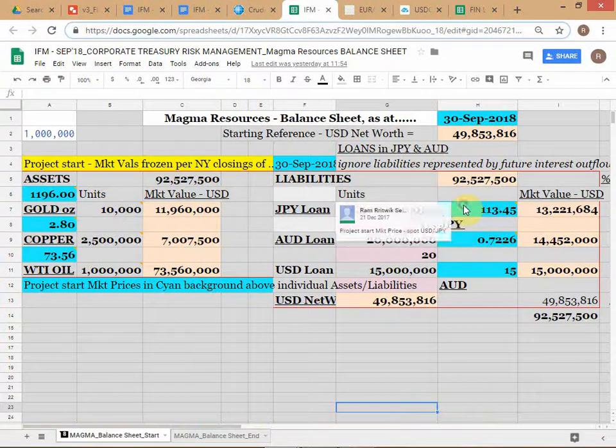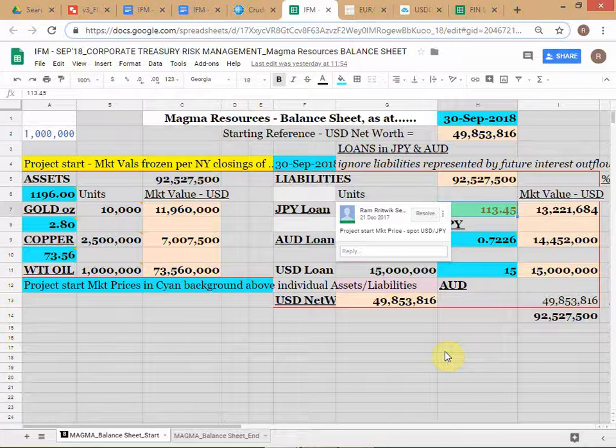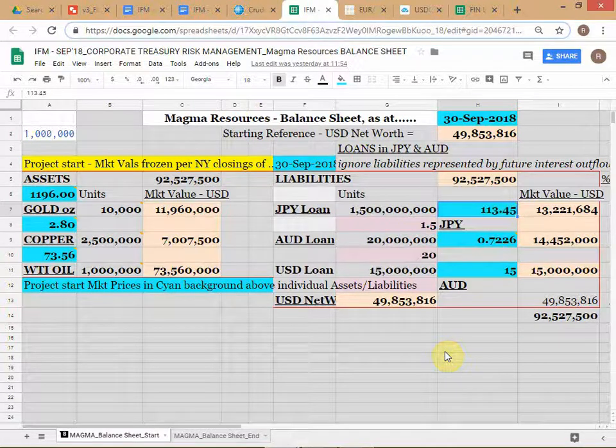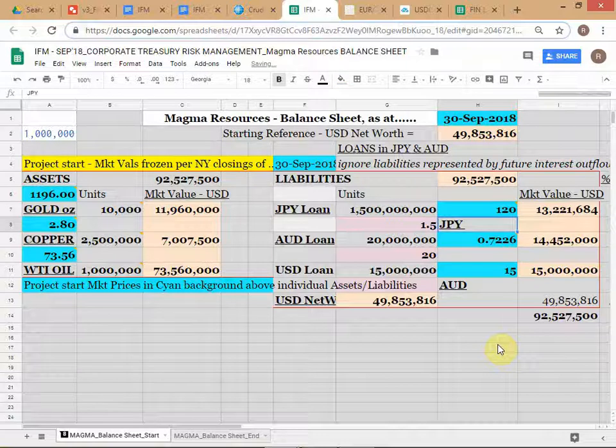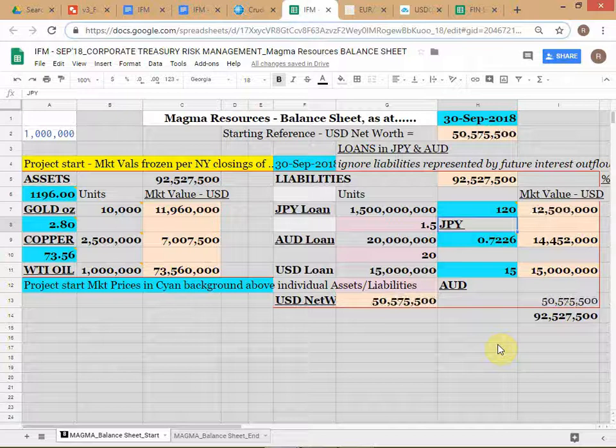Okay, I'm going to increase this price. Watch the column I6, market value in US dollars. Okay, so I'm going to make this 120. So the dollar yen rate is climbing. What happened to the market value? Did it go up or down?